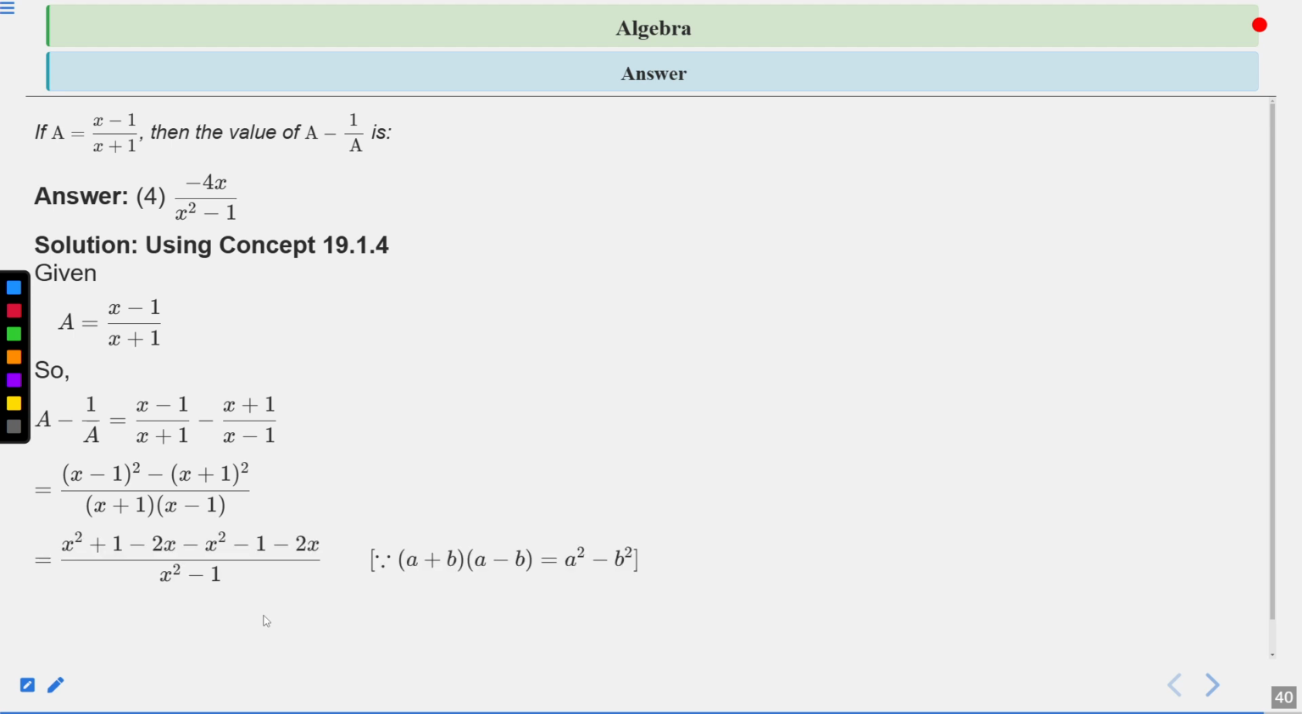So when we simplify it, what do we get? We get x square plus 1 minus 2x minus x square minus 1 minus 2x upon x square minus 1, by using the formula a square minus b square. So we get a minus 1 upon a, which equals minus 4x upon x square minus 1. So the fourth one is the correct answer of this question.